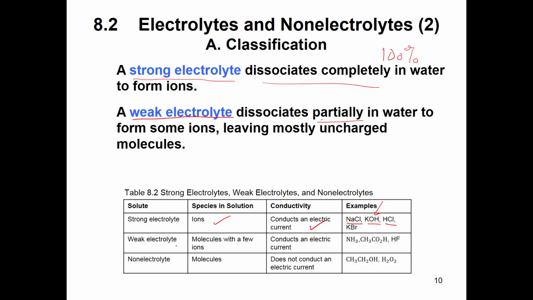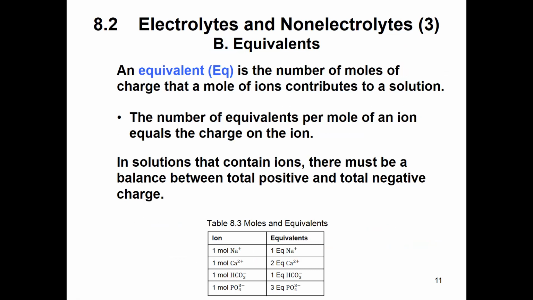acid, things like that. A weak electrolyte has a few ions, so it will conduct a current, but it won't conduct as strong a current as a strong electrolyte. Examples are ammonia, which is a weak base, CH3CO2H, that's acetic acid, or hydrofluoric acid, those are weak acids and bases. They will conduct, but not nearly as much as a strong acid or base or an ionic compound. A non-electrolyte is a molecule. It does not form ions, therefore it cannot conduct an electrical current.